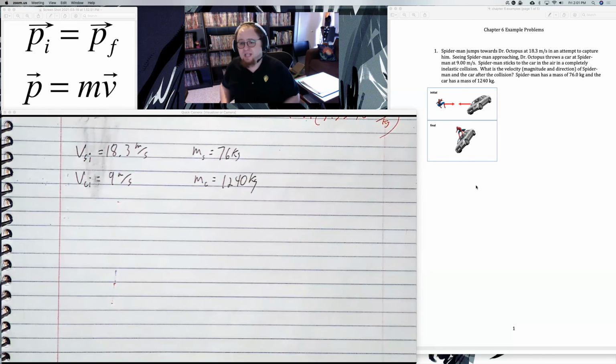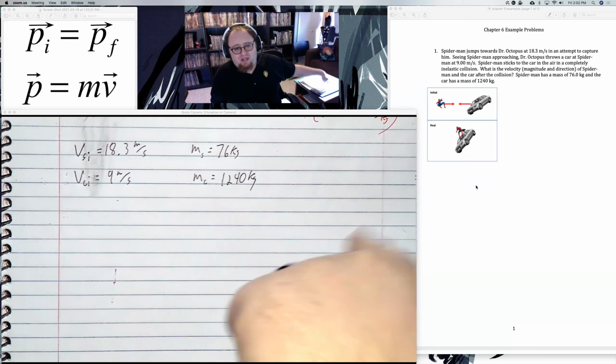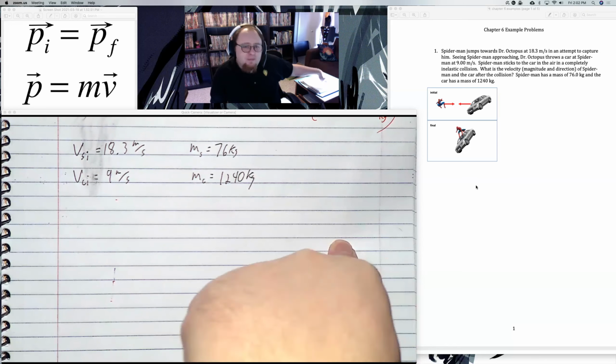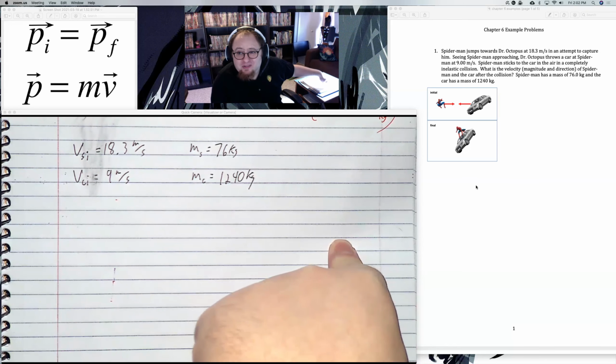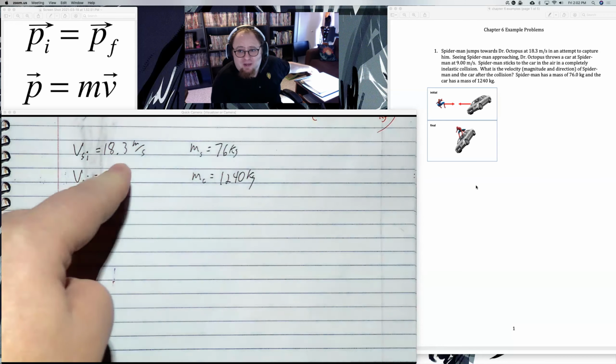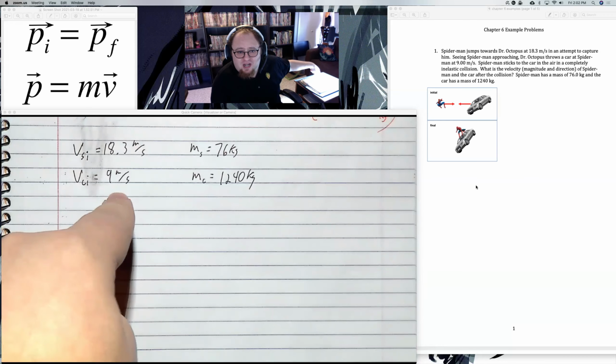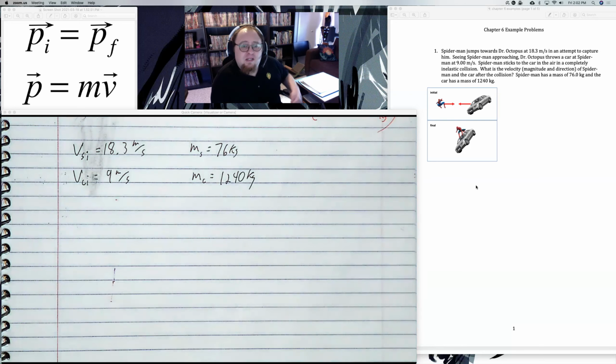Now, first thing I'm going to say, I already wrote down something wrong. Something is inherently not correct on this page, which seems weird because I matched exactly what it was written there. Spider-Man moves at 18.3, the car moves at 9, and here's the masses. But here's the thing. When dealing with momentum, it is a vector. And I know I'm going to be dealing with momentum because this is a collision. It even says a completely inelastic collision. The word collision was used, making it very obvious.